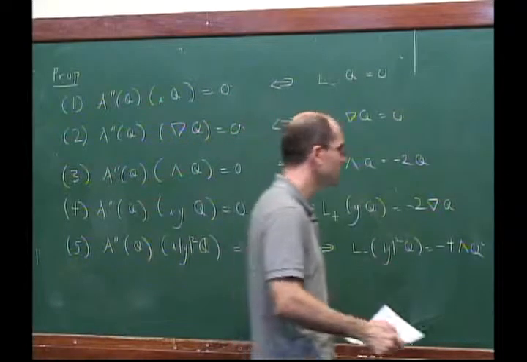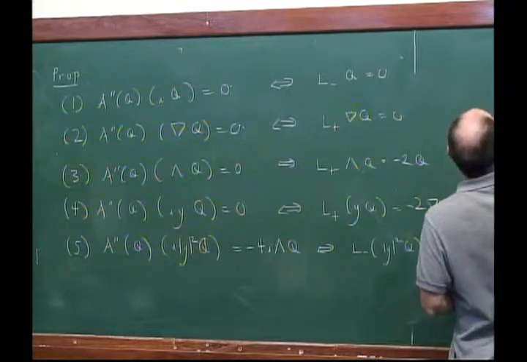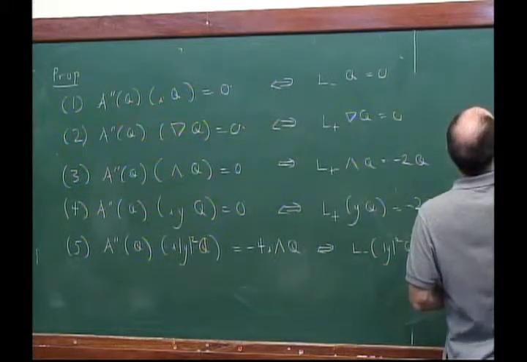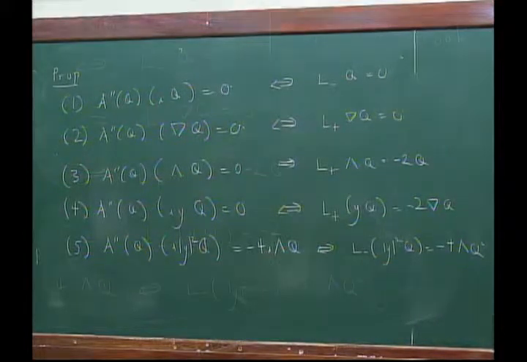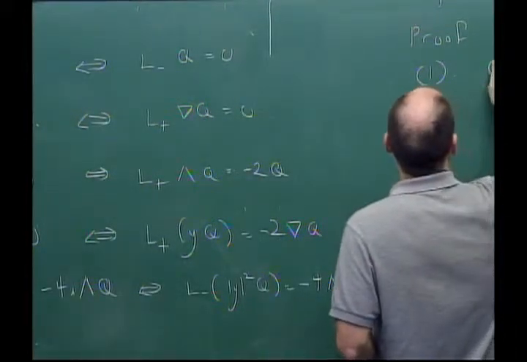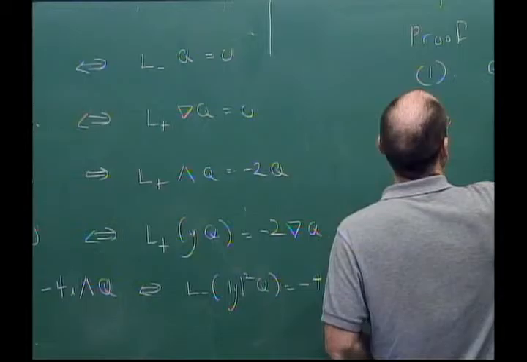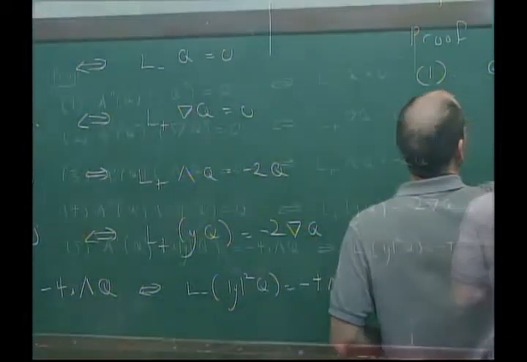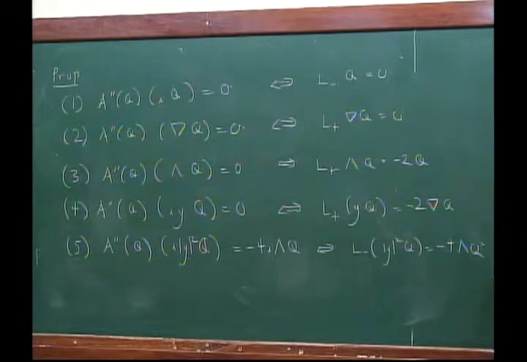For example, for the proof, say for the first one, what you consider is the one-parameter family of functions, call it Q sub gamma of y, which is just e to the i gamma Q.